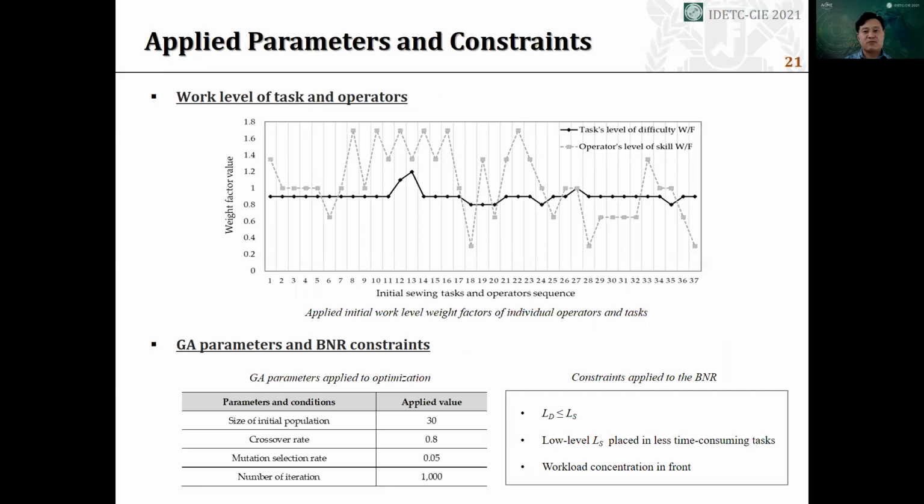Parameters and constraints were applied to simulation and optimization. The work level was applied to simulation, genetic algorithm, and bottleneck removal. This figure shows the work level weight factors of tasks and operators in the target line. Genetic algorithm parameter reflected the result of the parameter study, and constraints considered the criteria of field experts.